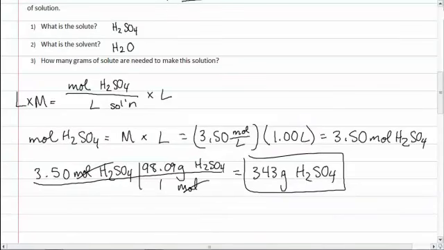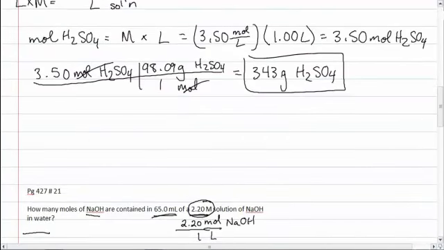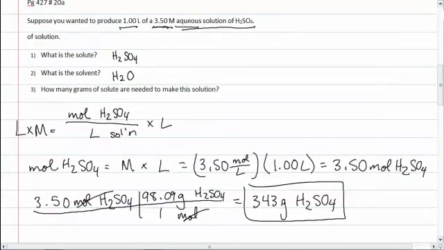The other way we could have done this problem, we could have done it as a conversion problem. So instead of using the equation, we could have started with what we're given, which was the 1.0 liter. The 3.5 can become our conversion factor because molarity is 3.5 moles of solute per 1 liter.